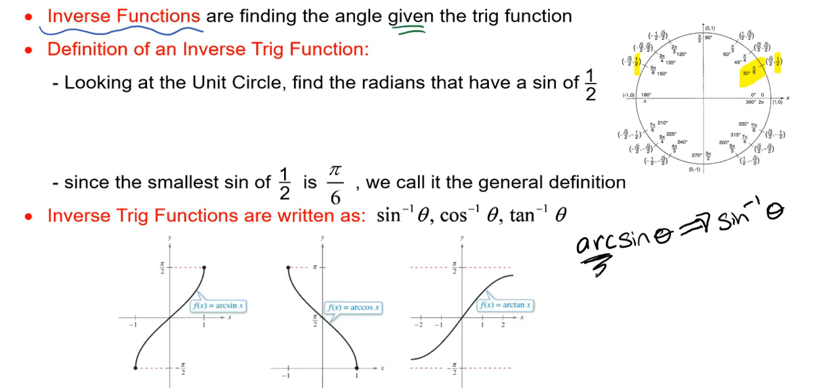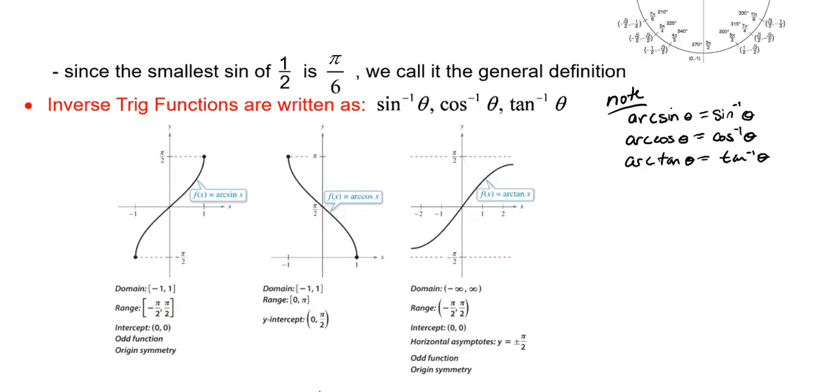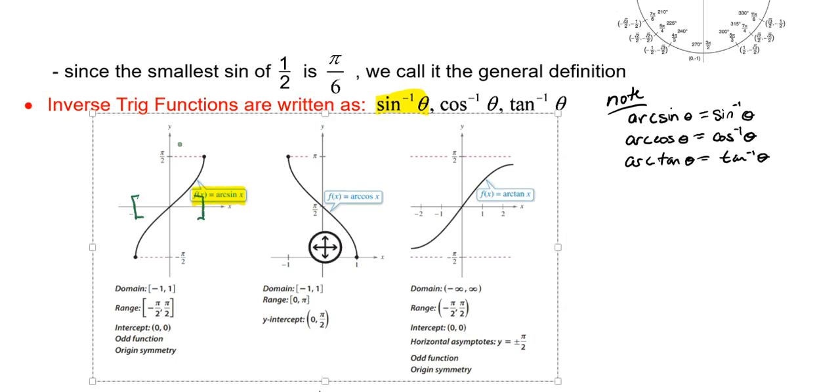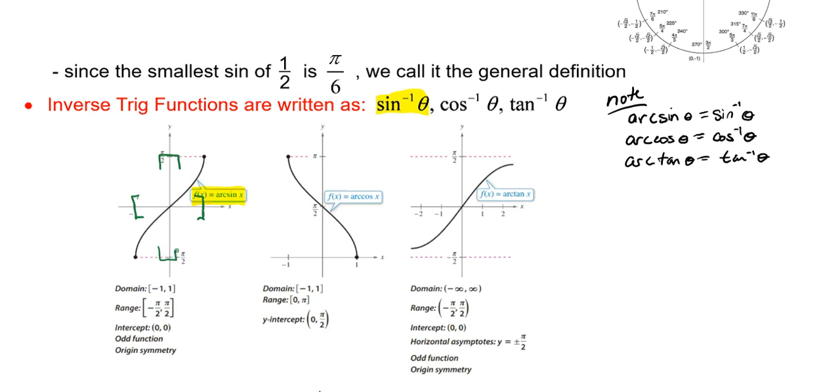Now let's take a look at the domain and the ranges that we might see in our inverse trig functions. So here we see that for our arc sine, or our inverse of sine, we have a domain that goes from -1 to 1, and a range that goes from pi over 2 to negative pi over 2. Our intercept here occurs at 0, 0. This is considered an odd function, and it has origin symmetry, meaning I could rotate it around the origin and have it land on top of itself.